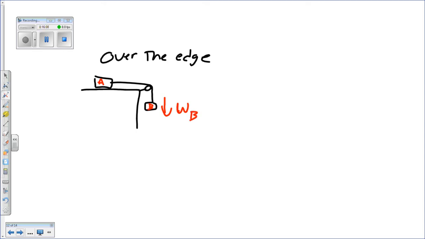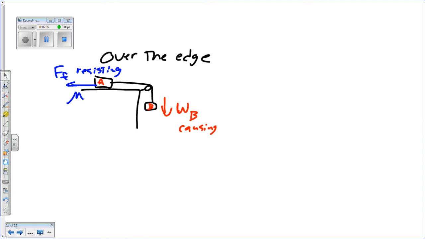But the weight of that object is responsible for the object moving, or for the system moving. So the weight of object B is causing the motion. And what makes this different than an Atwood machine is that it's not the weight of object A that matters, it's the friction on object A that matters. So the force of friction is the only thing resisting the motion in this situation, which means you have to know the coefficient of friction, unless that's what you're looking for.